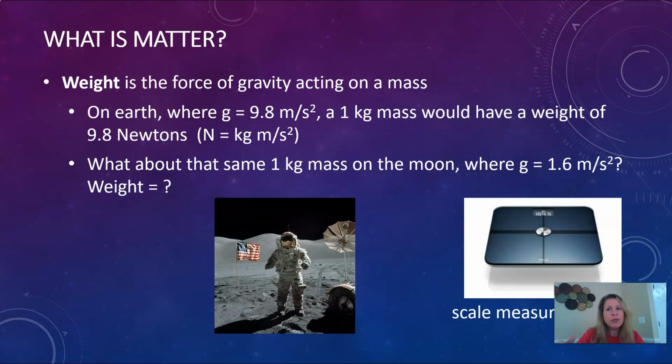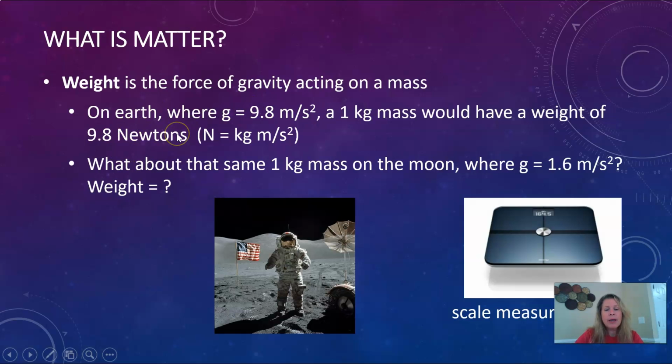Okay, so whenever we step on the scale and it says that we're so many pounds, that's not in the metric system. So in the metric system, we're going to use newtons in order to talk about weight, and newtons would be kilogram meters per second squared. And the way you figure the weight of something is you take the gravitational acceleration, which here on Earth is 9.8 meters per second squared, and you multiply it by the mass. So let's say that we have a 1 kilogram mass. You multiply those two numbers and you would come up with a weight of 9.8 newtons.